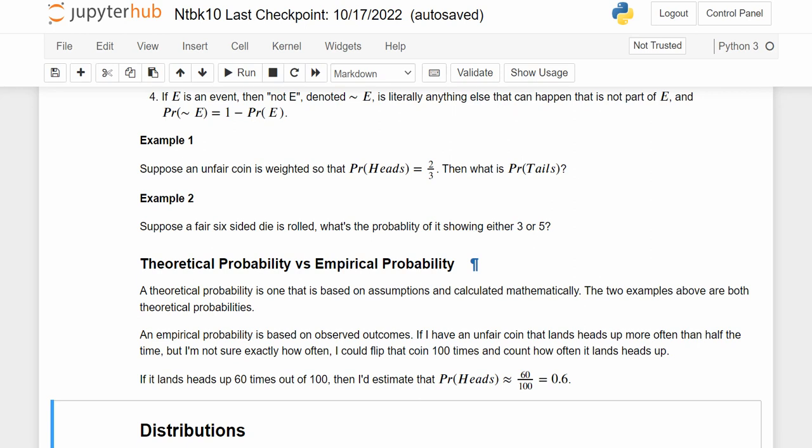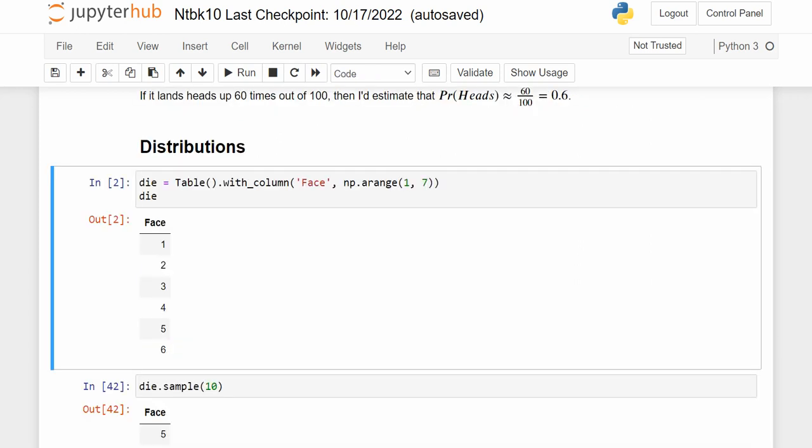Now we're going to switch to looking at some distributions and some empirical probabilities. What we have is a table called die, which just has the faces 1 through 6. Then we're going to use this new method that I told you about. It's a table method called dot sample, and it has an input here, this 10, and it means we're going to draw 10 times from that table. There are 6 things we can draw, and they're all equally likely. Let's see what we get. Let me shift enter.